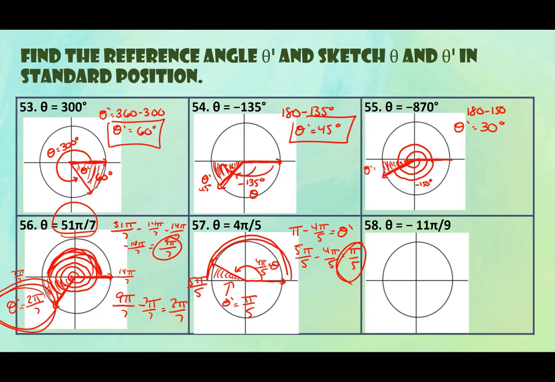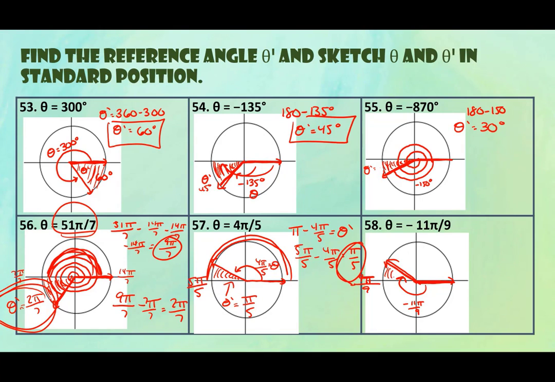Okay, so last one here. We have negative 11 pi over 9. So first we have our initial side here on the positive x-axis, and we're going to have to go clockwise in the negative direction. Remember that this angle right here is pi, or 9 pi over 9. So if we're going to go negative 11 pi over 9, we're going to go a little bit past that. So this angle right here is negative 11 pi over 9.